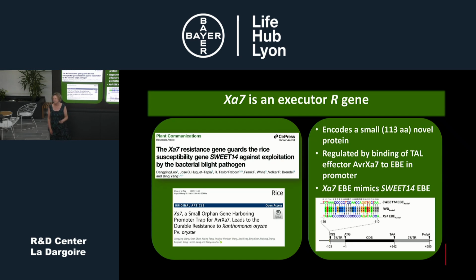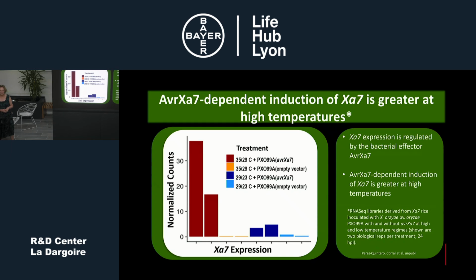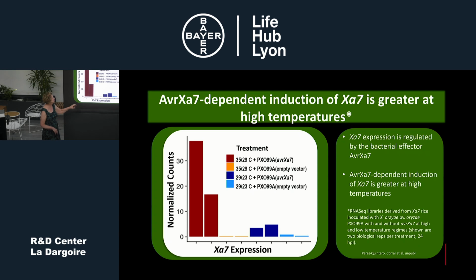Now, it is very interesting that XA7, it turns out, is regulated by high temperature. First of all, you have to have the effector gene. The bacterial effector gene has to be present for the plant resistance gene to be turned on. That's a given. So it's only activated at the normal temperatures if you have the effector gene present, AVR-XA7, and these are duplicate samples here. But it's super activated at high temperature.